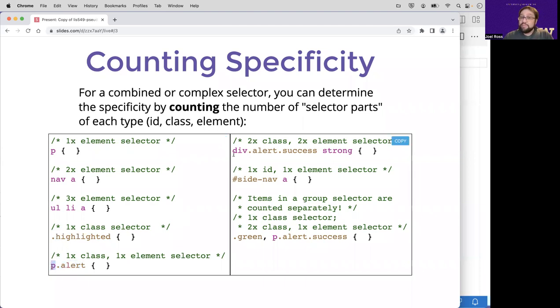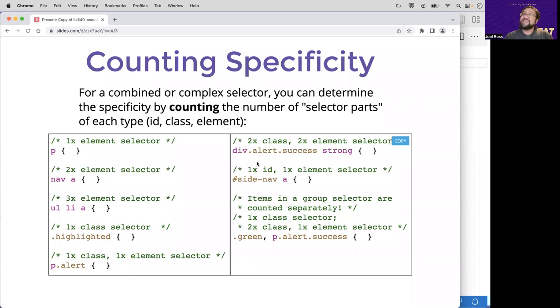Here's a more complex example. This is a div with the class alert and class success, and then the strong elements inside of that. So imagine these are like the success alerts. We want the things that we've bolded to be colored a different way because they're inside of a colored box, for example. This one has 2 classes, alert and success, and it's got 2 elements, div and strong.